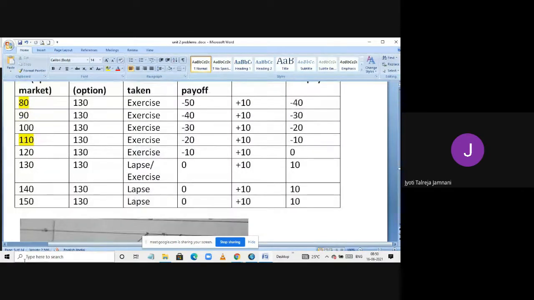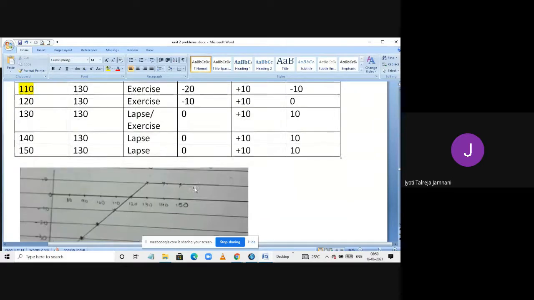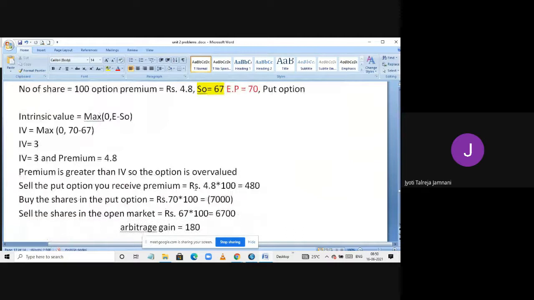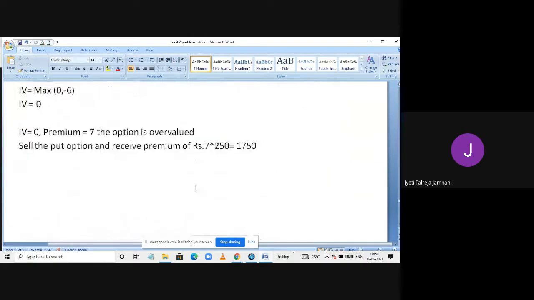See here, we did the payoff graphs, and whenever we had loss or 0, 130 minus 130 was 0. Then 130 minus 140 was minus 10, so we lapsed the option. 130 minus 150 was minus 20, we lapsed the option. So here the intrinsic value was 0, gross payoff. So whenever the intrinsic value is 0, you basically lapse the option. You don't do arbitrage or anything, or you don't exercise the option.